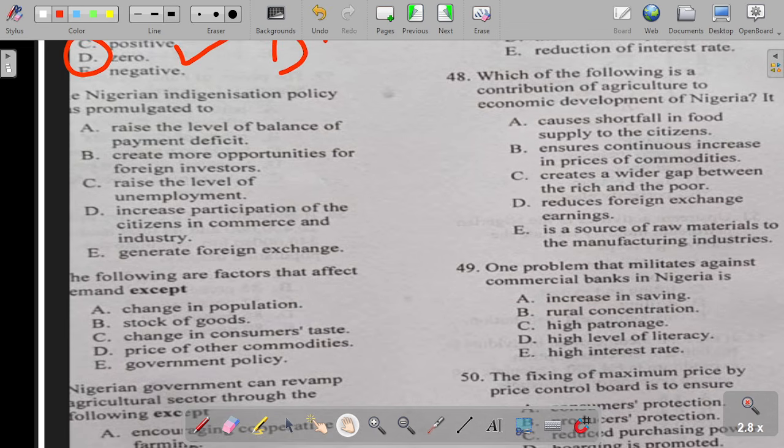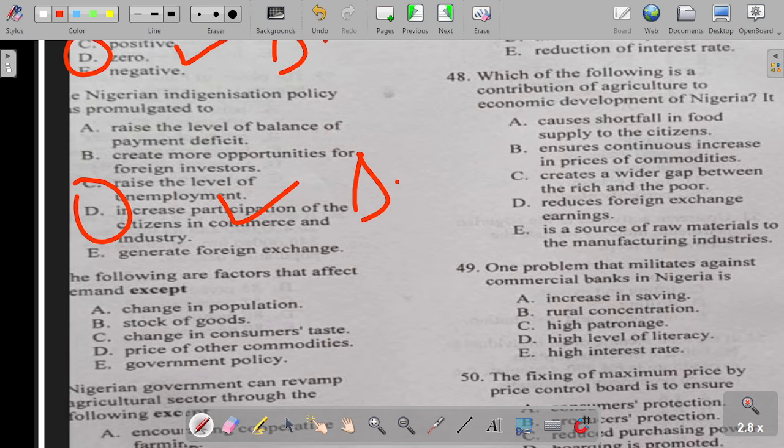Then 44 to 45. The Nigerian indigenization policy was promulgated to raise the level of balance of payment, increase more opportunity for foreign investors, raise the level of unemployment, no. Increase participation of citizens in commerce and industry, generate foreign exchange. Answer is D.